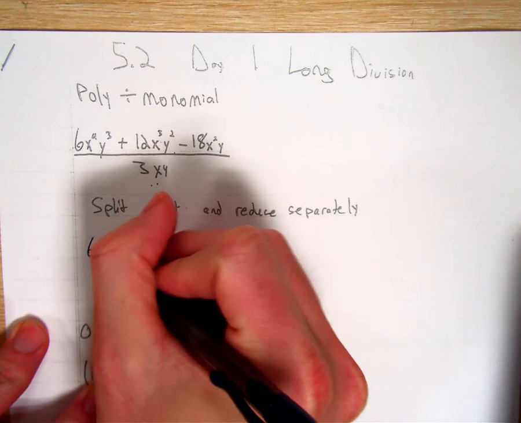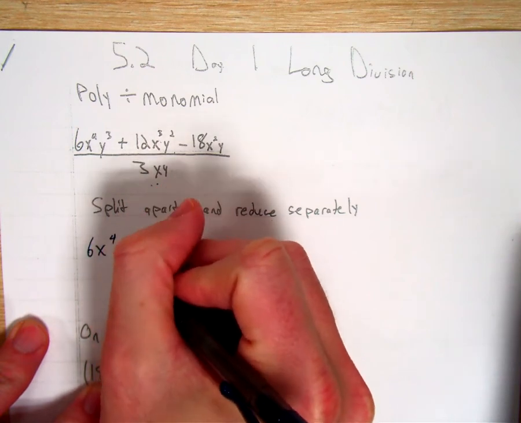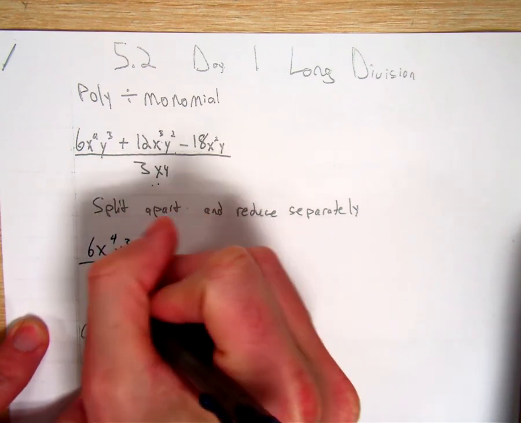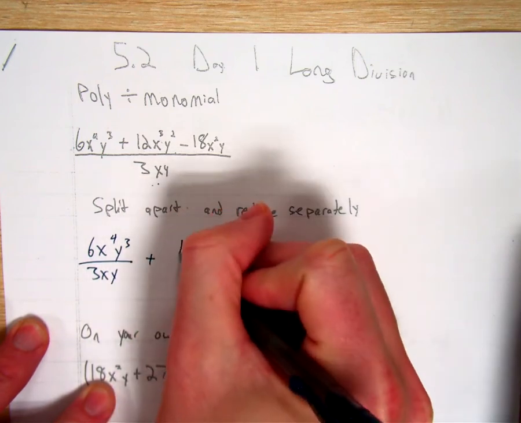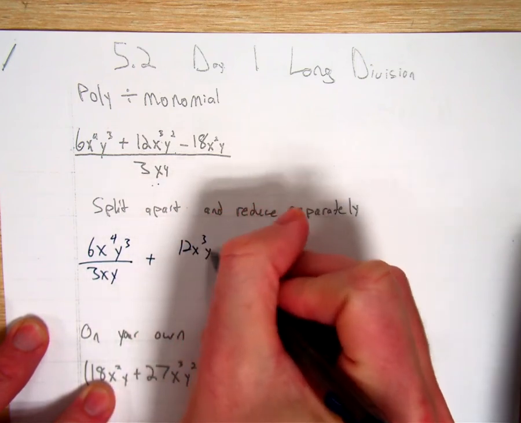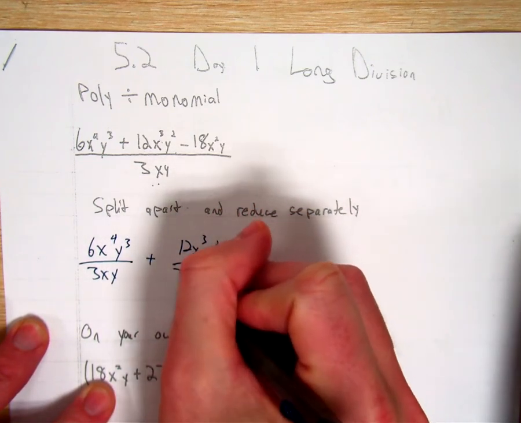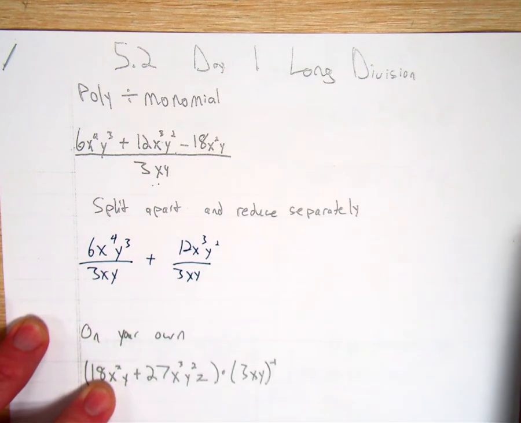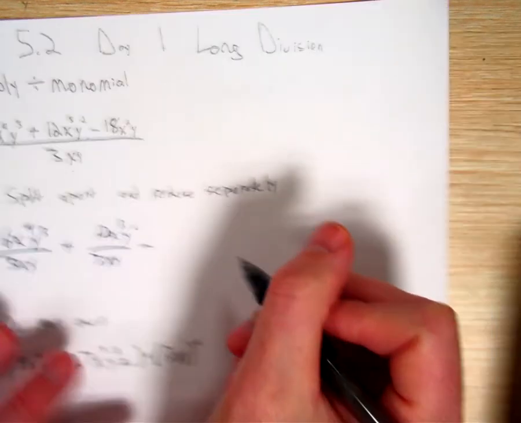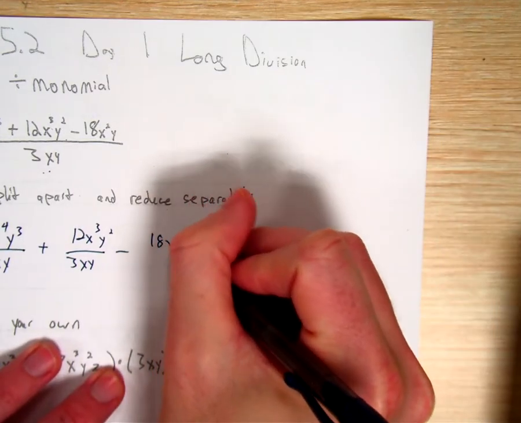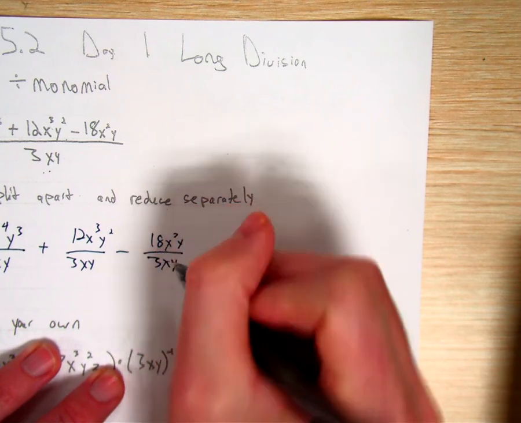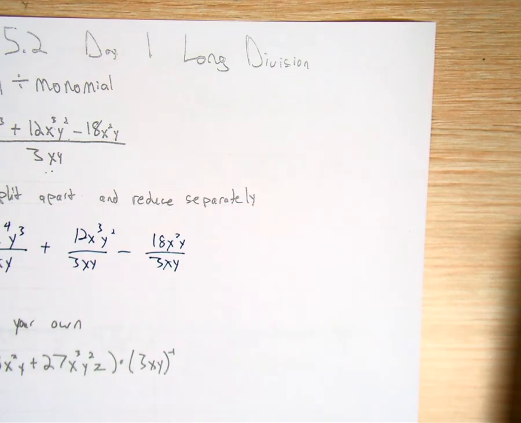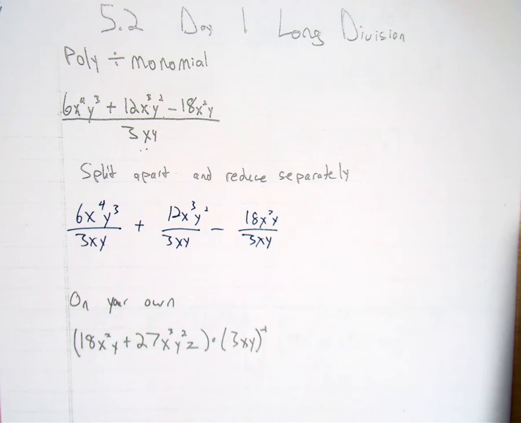all separately. So I have 6x to the fourth, y to the third, all over 3xy, plus 12x to the third y squared over 3xy, minus 18x squared y over 3xy. Okay, and now we're going to reduce each one of those individually.